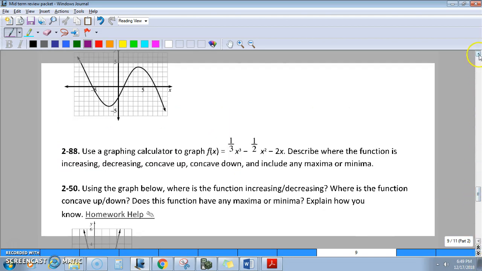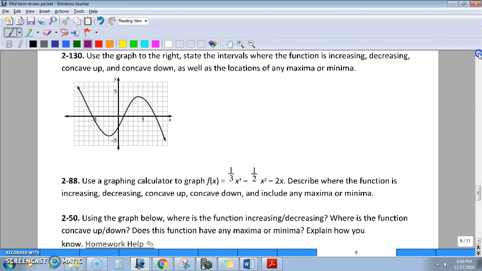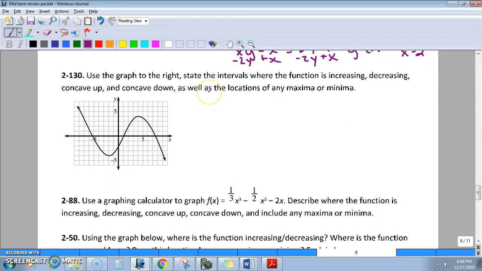All right, what is this? Some sort of graph. And remember, most of this test is going to be multiple choice, you guys. Use the graph to the right. I guess it's below. State the intervals where the function is increasing, decreasing, concave up, concave down, as well as the locations of any maxima or minima. All right, so here we have concave up, and I would say that's from about the point of inflection. It looks like it's about negative. Well, here as we go, concave up, concave down.